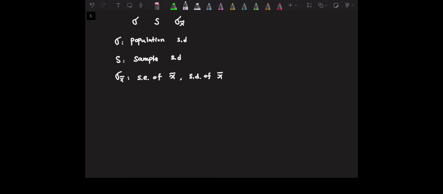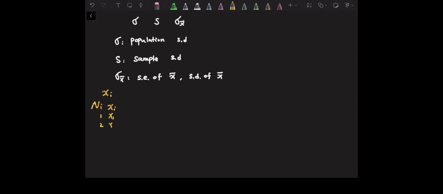Now let's look at how to calculate these values and what the relationship and connections are between any two of them. Suppose we have the variable x, maybe it's test score. If we have population data, the population contains this many observations, maybe 10,000, a very large number. For each student, I have n students, and for each student I get a test score.